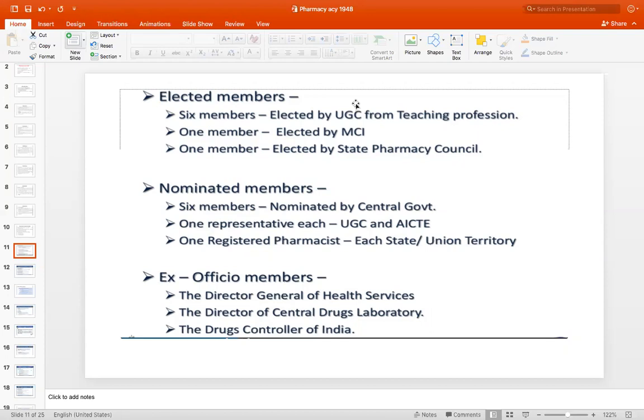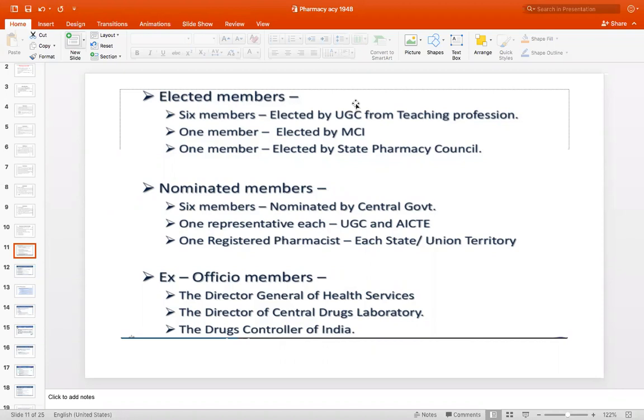This ex has meaning in many ways, but here ex officio means, for example, a member who is already an elected member, or is there in MCI or UGC. So the same member can be an ex officio member. Then if that person is in the ex officio member list, he is called ex officio. He might be an official person in MCI, UGC, or an elected member, or in the PCI board also.